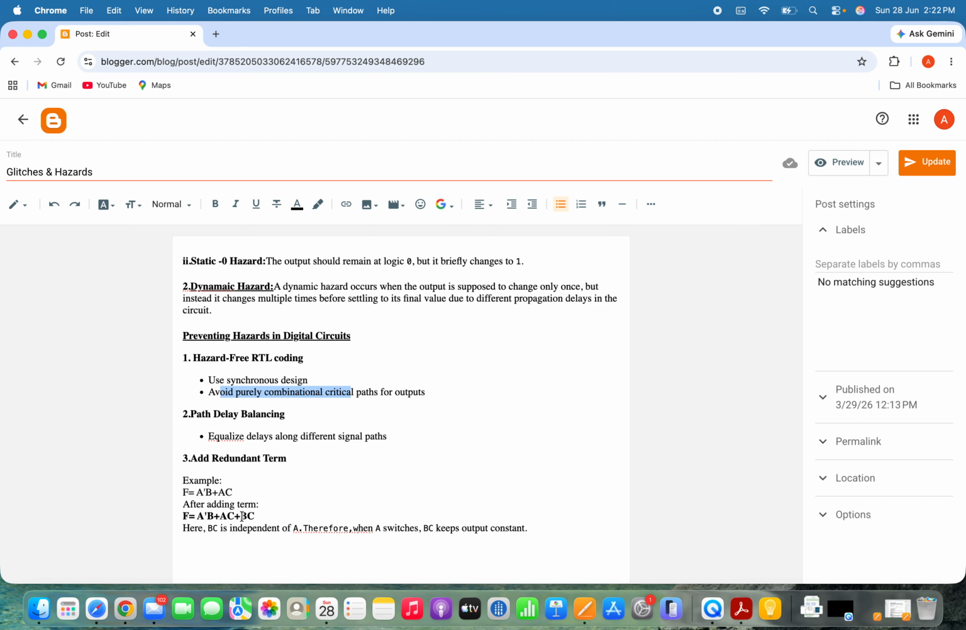And by using proper design techniques like synchronous design, delay balancing and redundant logic, we can minimize or eliminate the glitches.